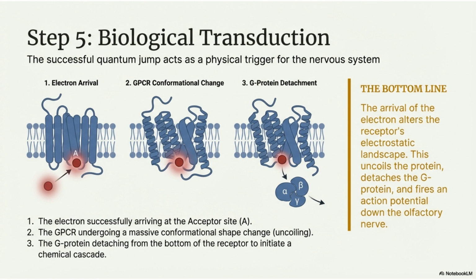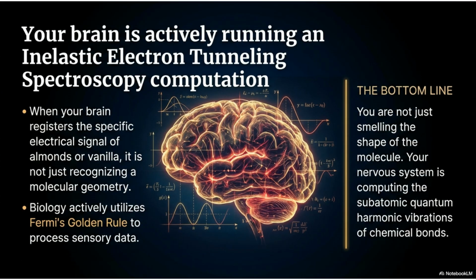Step 5 is biological transduction. The successful quantum jump acts as a physical trigger for the nervous system. The arrival of the electron alters the receptor's electrostatic landscape, uncoiling the protein, detaching the G-protein, and firing an action potential. Your brain is actively running an inelastic electron tunneling spectroscopy computation.